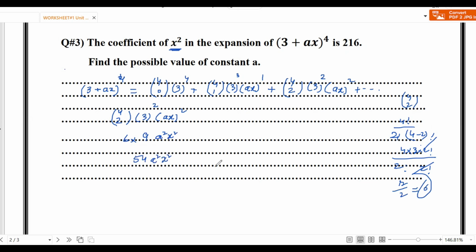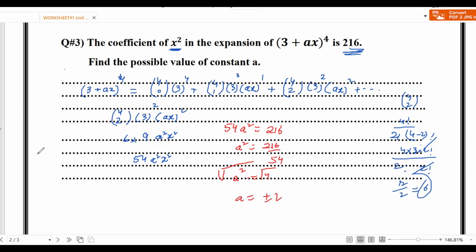Remember, the coefficient of x squared is given as 216. That means we can say that 54 a squared is equal to 216. So a squared is equal to 216 over 54. We can simplify 216 over 54, and the final answer is a equals plus or minus 2. I hope it is clear.